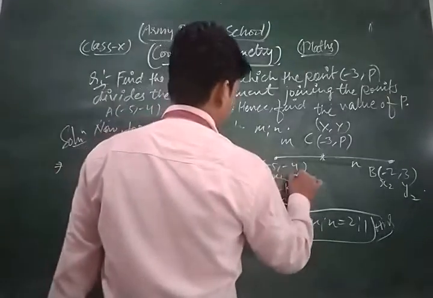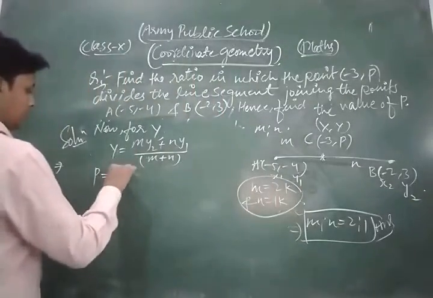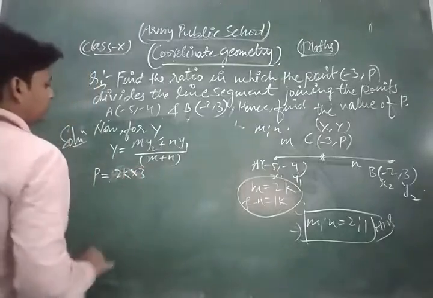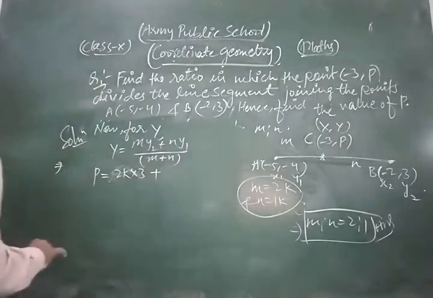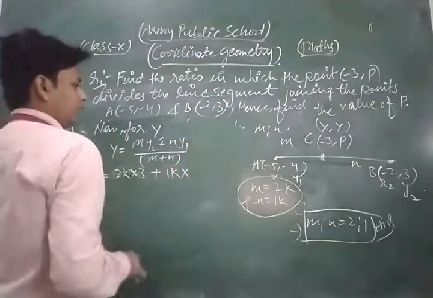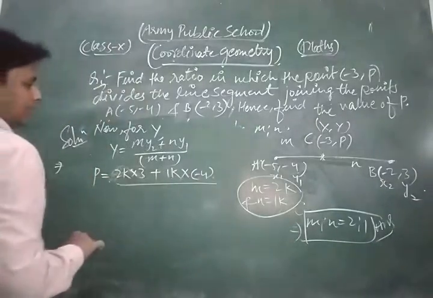This is x1 y1 now, and the value of m is 2k into y2 is what? This is 3 here, so here 3 plus n y1. N is what? This is 1k. Y1 is what? Minus 4 upon m plus n.